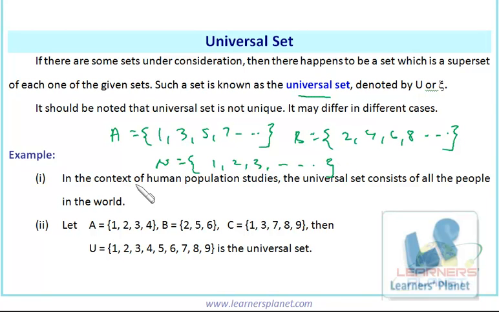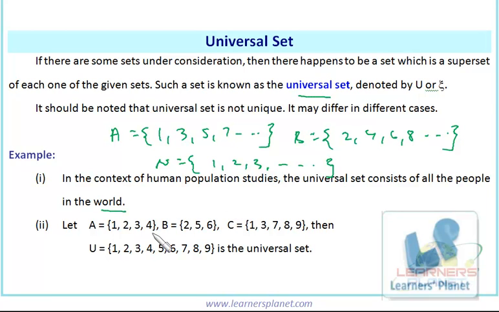Okay, so in the context of human population studies, the universal set consists of all people in the world. Set of Americans, set of Indians, set of maybe Britishers, and the set of the humans in the world is the master set, or we can say universal set.